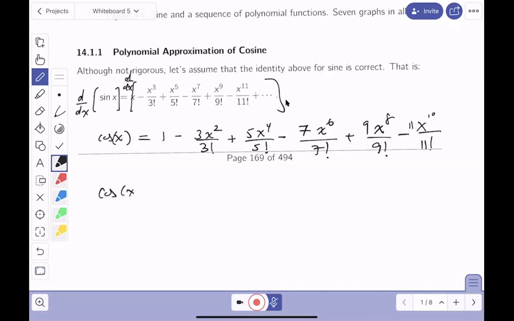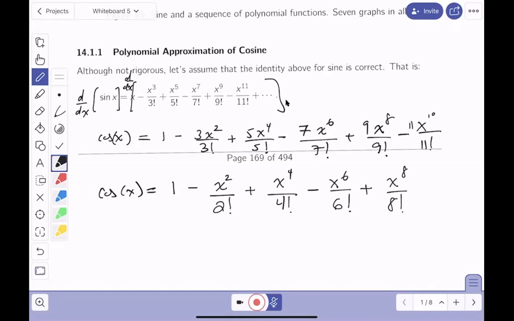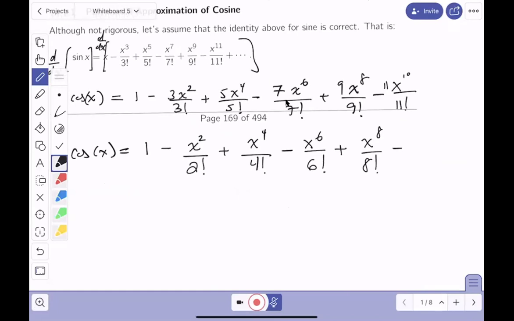Cosine x, 1 minus x squared over 2 factorial, the 1 and 3 cancel, plus x to the 4th over 4 factorial, minus x to the 6th over 6 factorial. Well, this looks pretty simple now. I think I got it covered. But again, where did they get that from? And is this true? That's another problem.